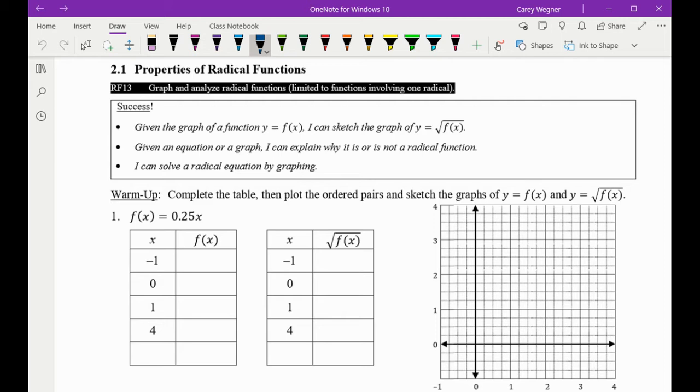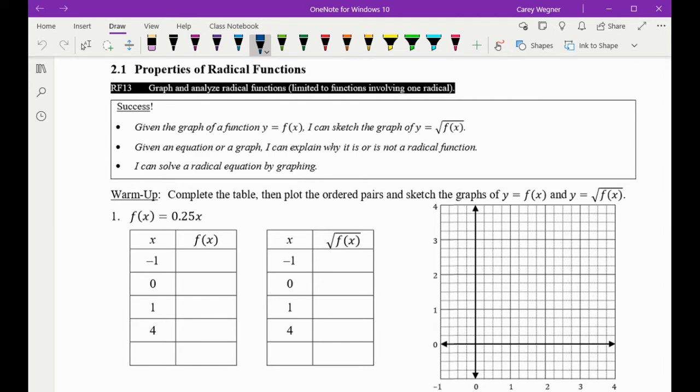Or given the graph or an equation, we want to be able to explain why it is or is not a radical function. So we want to be able to recognize it. And then we want to be able to solve radical equations by graphing, which is a little easier than in Math 20-1, where you solved algebraically.